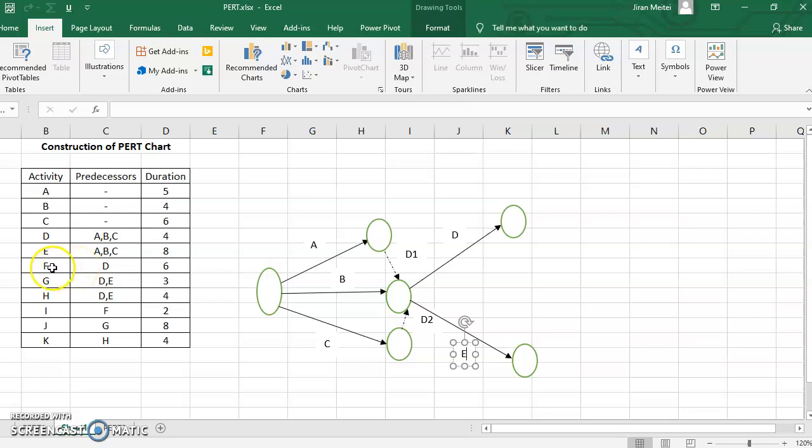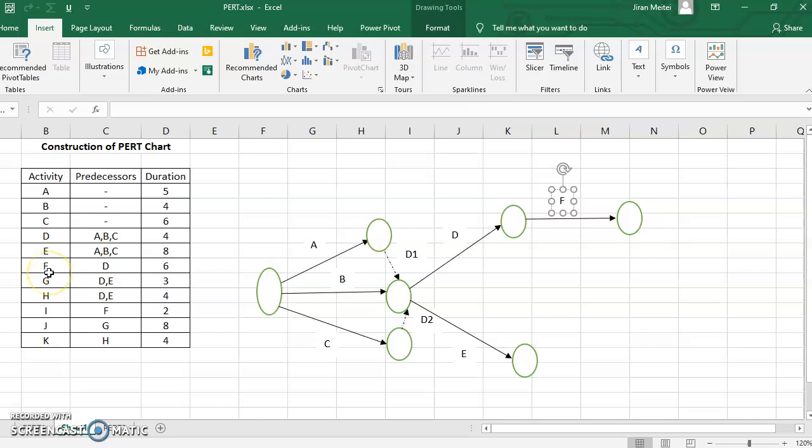Now, what is the next activity? F. F can be started only after D. So D is completed over here. F can be started from this point. So let me start F. So to start F, let me copy this arrow. This is activity F. This is F, right? And what next?